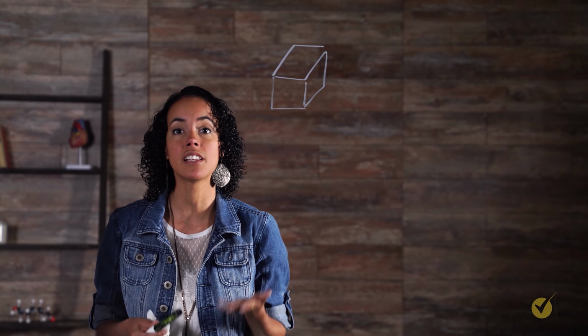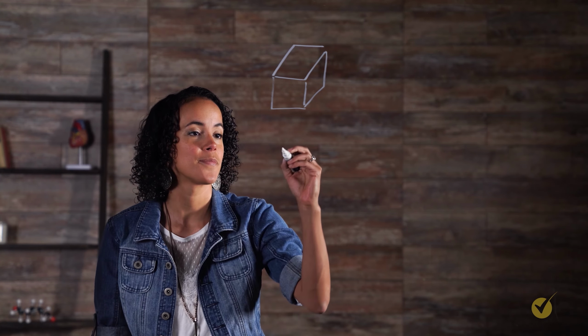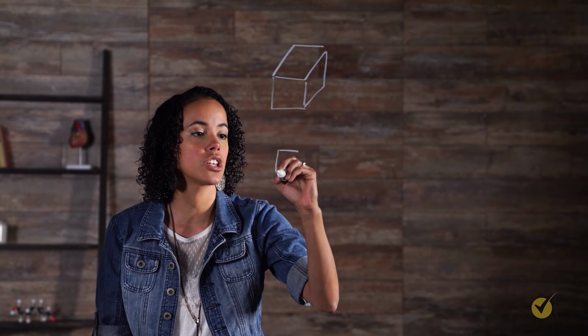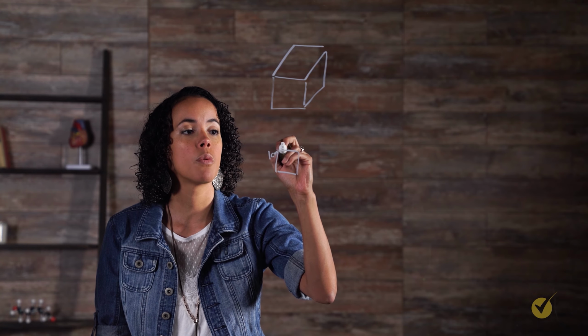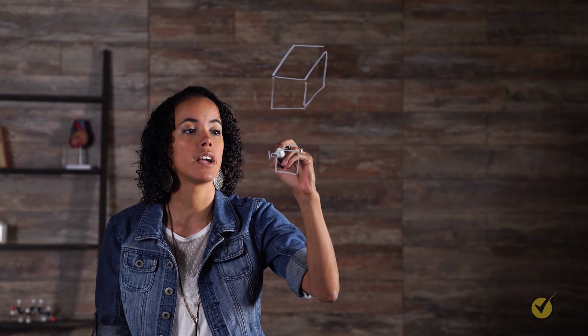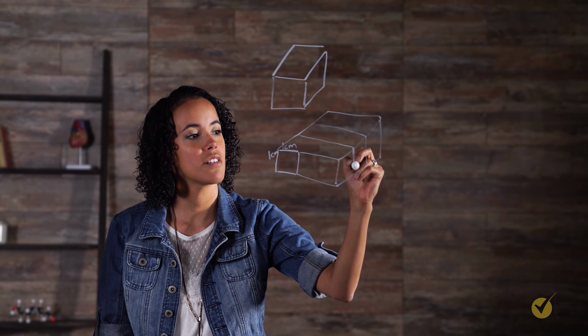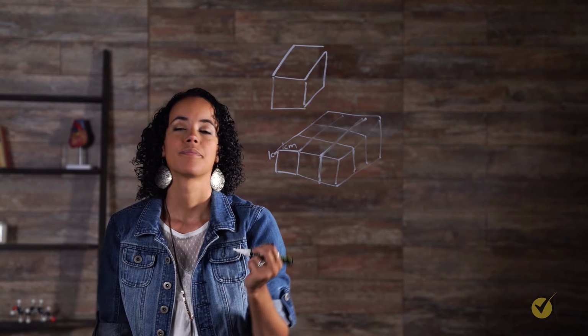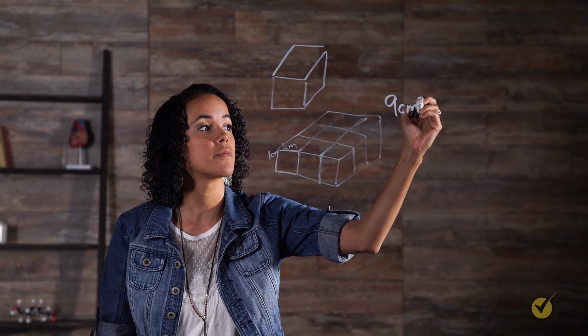Now let's build something from these little cubes. Let's build something that looks a lot like a Rubik's Cube. We'll start with the top level. We need to make a 3x3 grid of the cubes. Each cube is 1 centimeter tall and 1 centimeter wide. Once we're done with that layer, we can see that we've used 9 cubes, which makes 9 cubic centimeters.